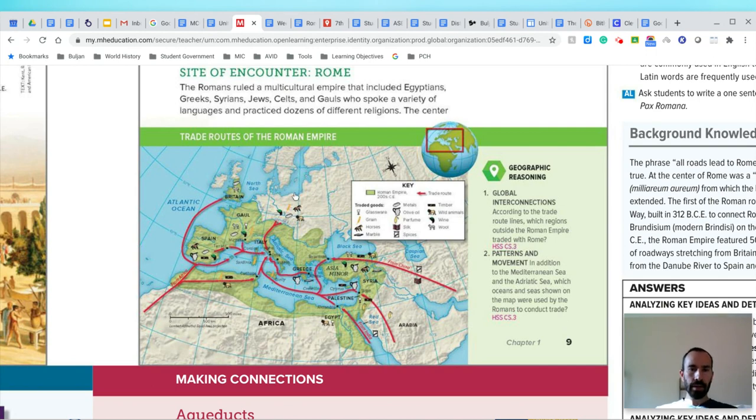So all these areas here that are in the green, Rome is the Roman Empire at this time. The red lines are trade. So you have trade routes where goods were transported and traded with different countries, different areas. And here are the things that were traded. So trade routes of the Roman Empire. So let's take a look at the question.